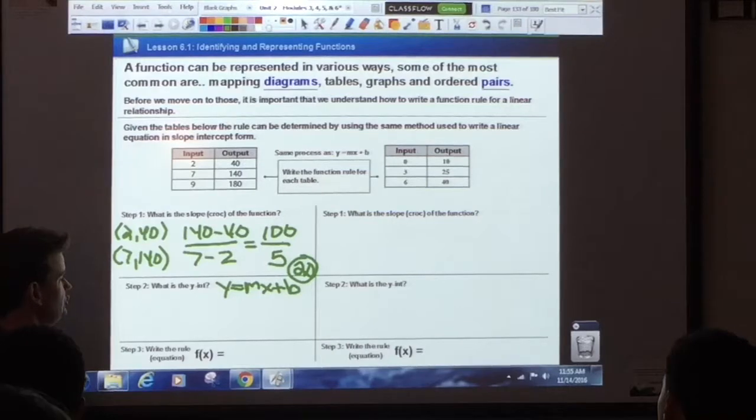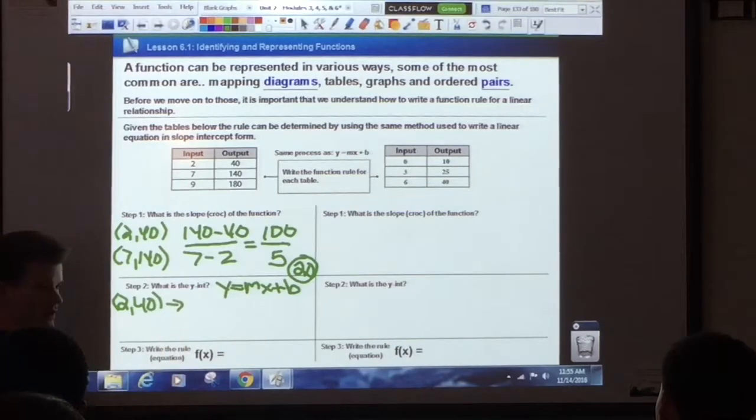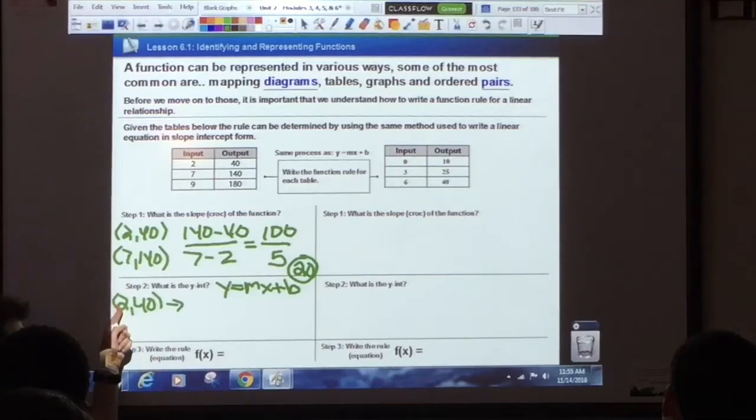2 and 40. So we're going to use 2 and 40, and we will substitute in. Tell me, what am I writing, Kian, when I substitute in? There's your y, there's your x, there's your y, there's your m. Tell me, what goes in?